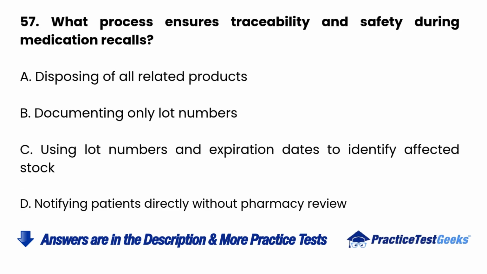57. What process ensures traceability and safety during medication recalls? A. Disposing of all related products. B. Documenting only lot numbers. C. Using lot numbers and expiration dates to identify affected stock. D. Notifying patients directly without pharmacy review.